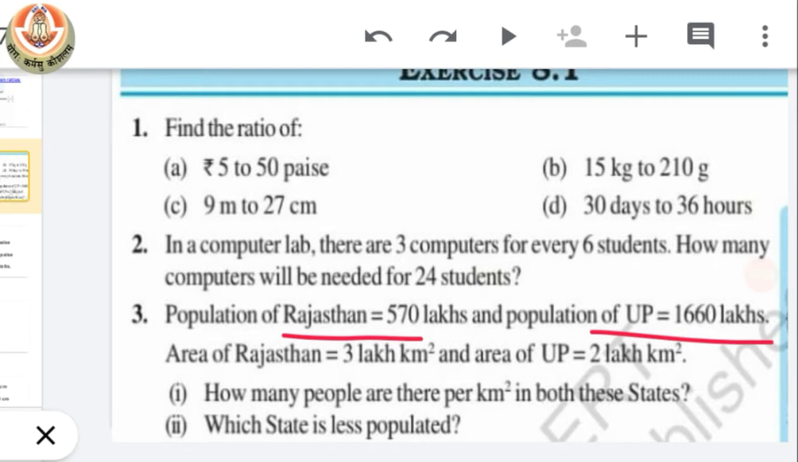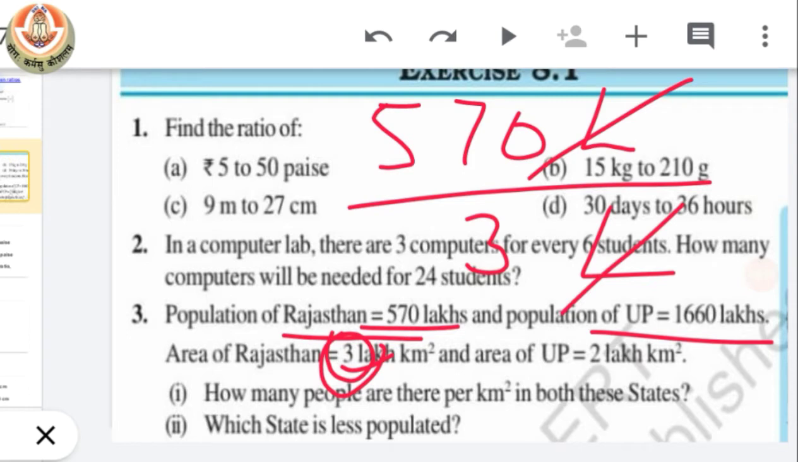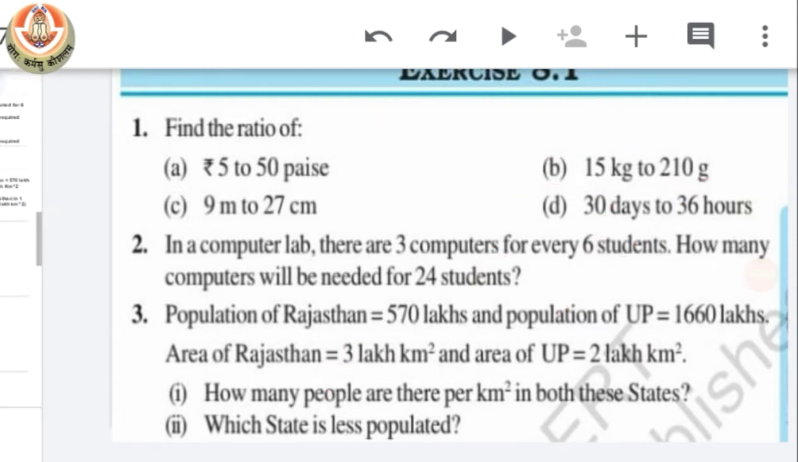So we just have to divide 570 by 3 lakh. See, we have 570 lakh and on the other hand we have 3 lakh. So lakh will cancel out with lakh. So we just have to divide 570 by 3 to get the number of population per kilometer square, and the same we have to do for UP also. So let's see how we can solve it.